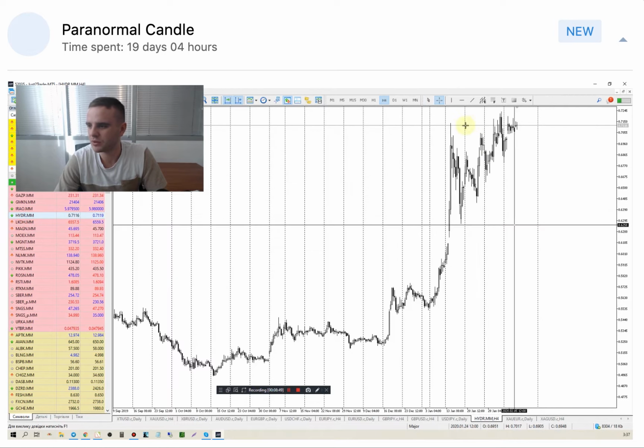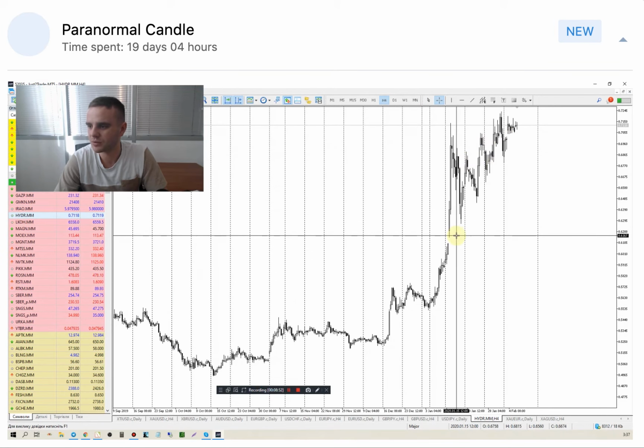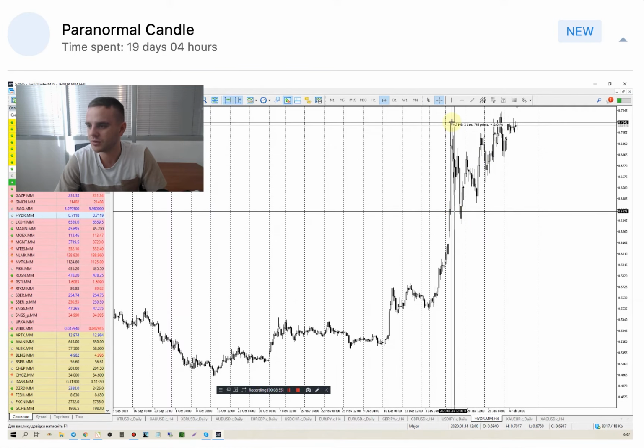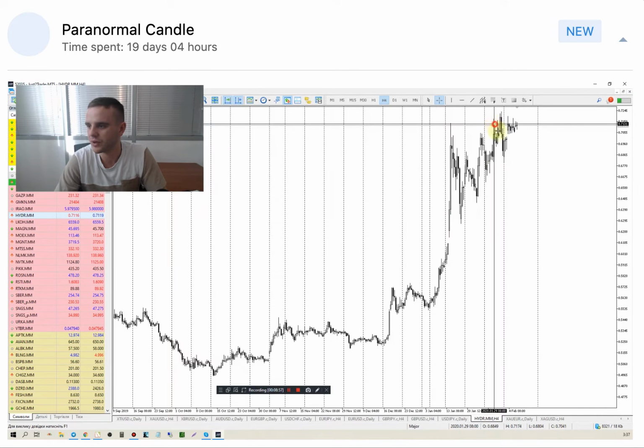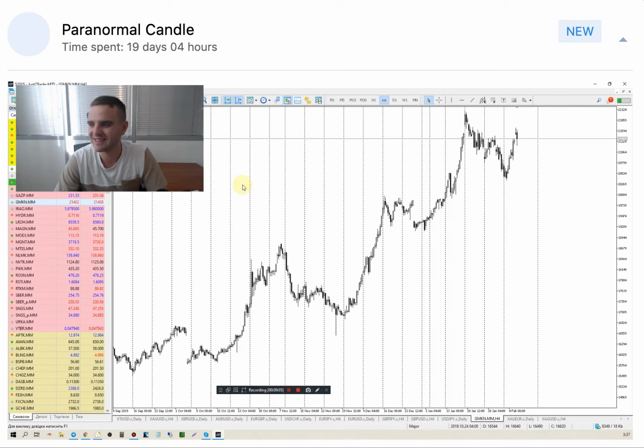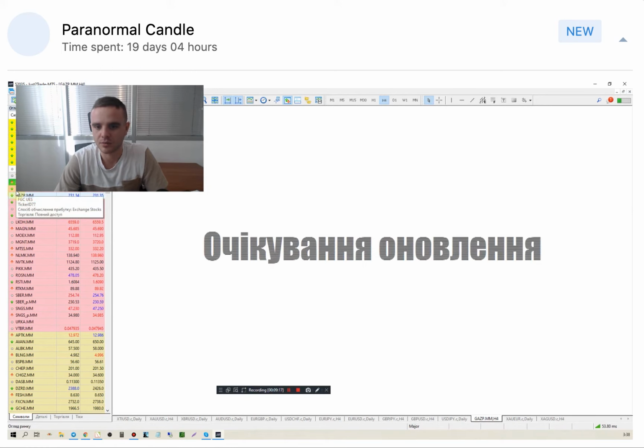The best example of a paranormal candle was British Pound Australian. Here is also an example of a paranormal candle, 12%. And take a look, the first reaction on that line was a pullback, and still price here made a false breakout and dropped 5%. That's an example of how it can work. It's a pretty nice example of a mirror level here, but this is not a lesson about mirror levels.